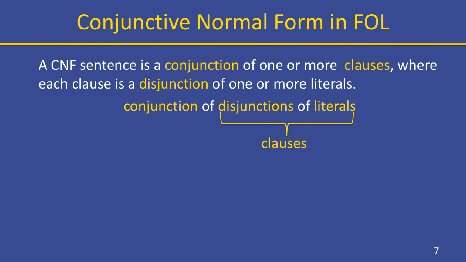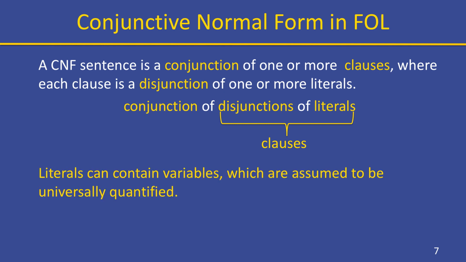Just like in propositional logic, a CNF first-order logic sentence is a conjunction of one or more clauses, and each clause is a disjunction of one or more literals. Now, the difference here is that in first-order logic, the literals may contain variables. When they do, these variables are always assumed to be universally quantified.